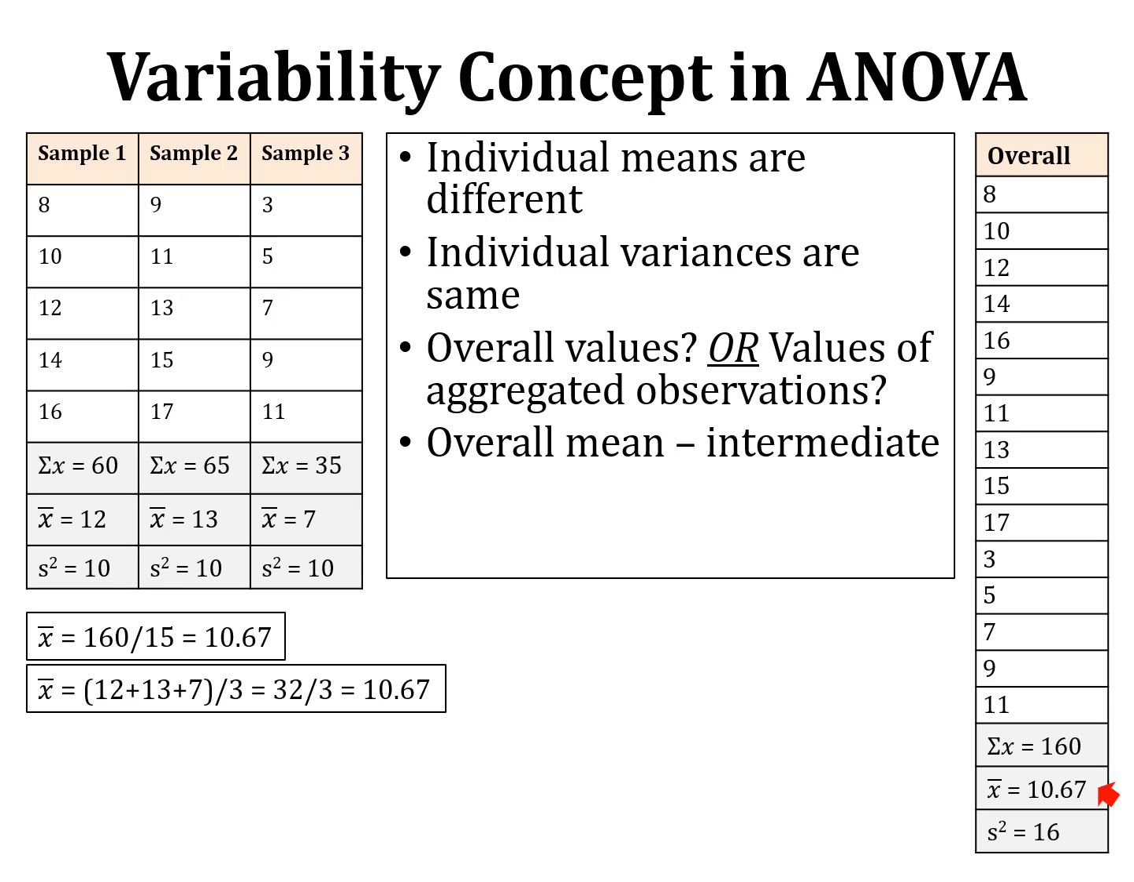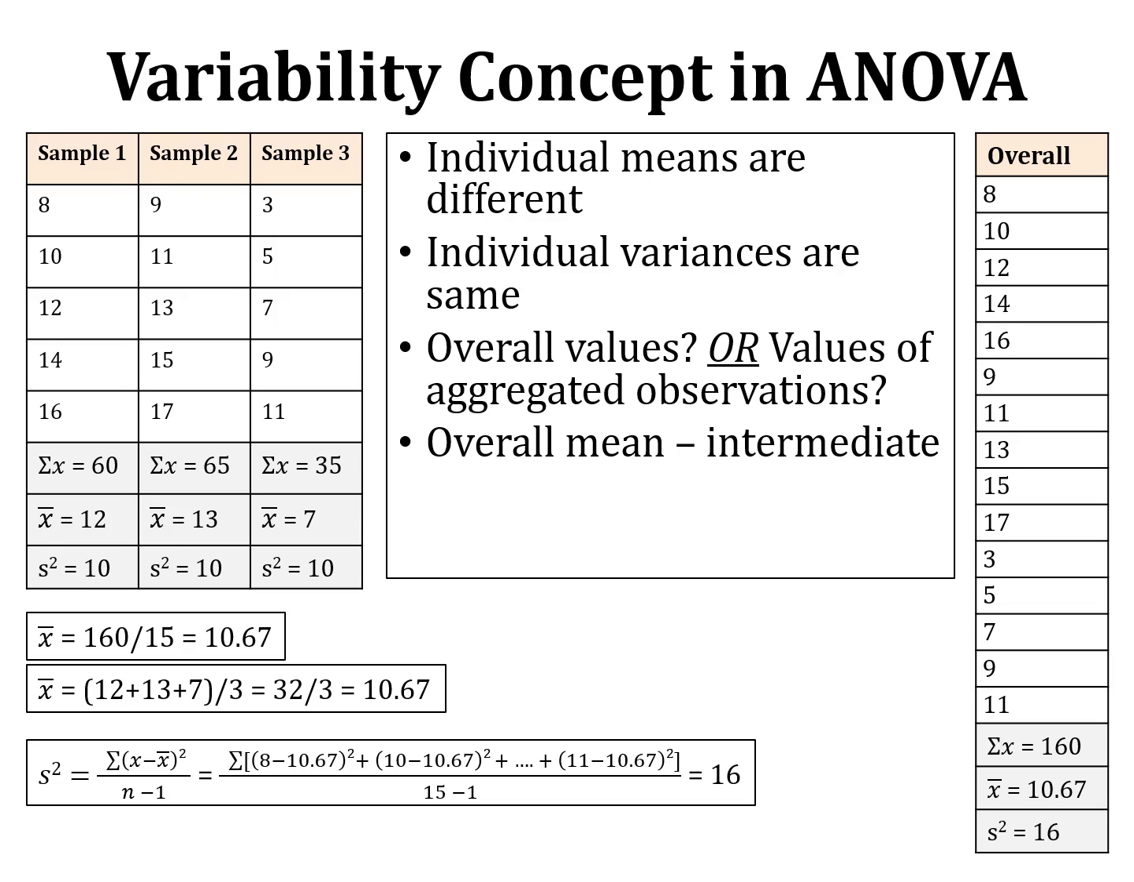So this confirms that our overall mean is the intermediate of the mean values of the three samples. Now let's see what the situation is in the case of variances. When we calculate the variance for the overall observations, remember the formula for the variance.